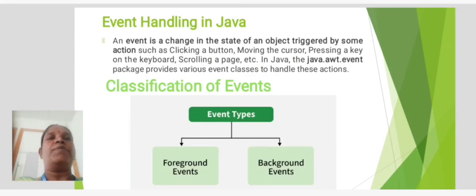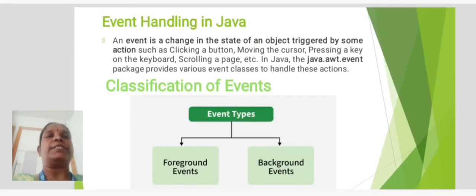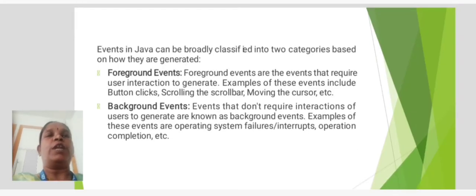Classification of events. Events consist of 2 types. First one is foreground events, second one is background events. Foreground events are the events that require user interaction to generate. Examples of these events include button clicks, scrolling the scroll bar, moving the cursor, etc. Background events don't require interaction of the user to generate. Examples of these events are operating system failure, interrupts, operation completions, etc.